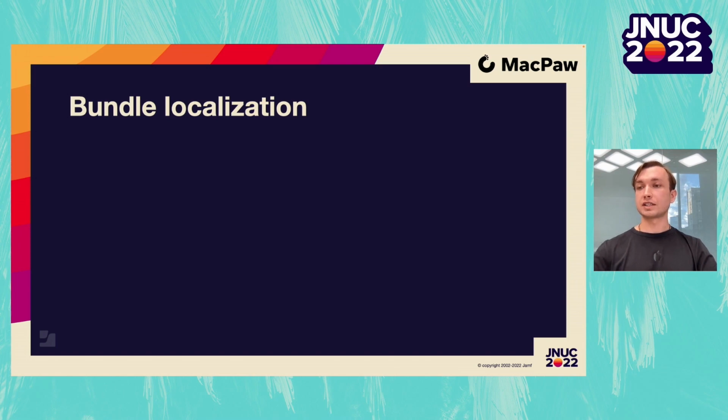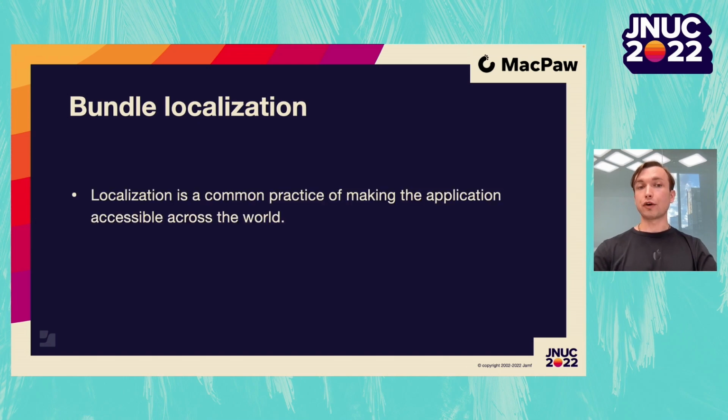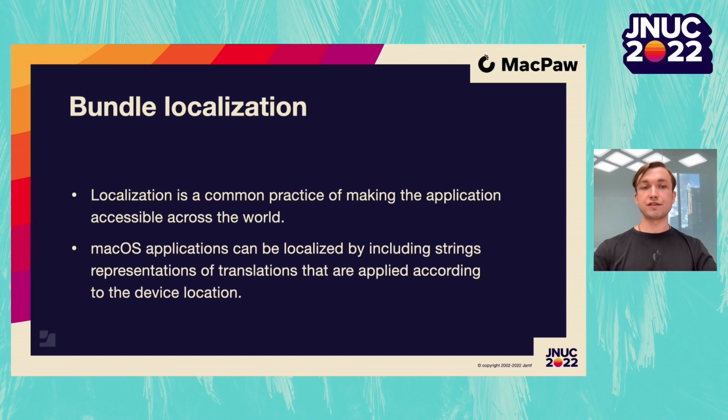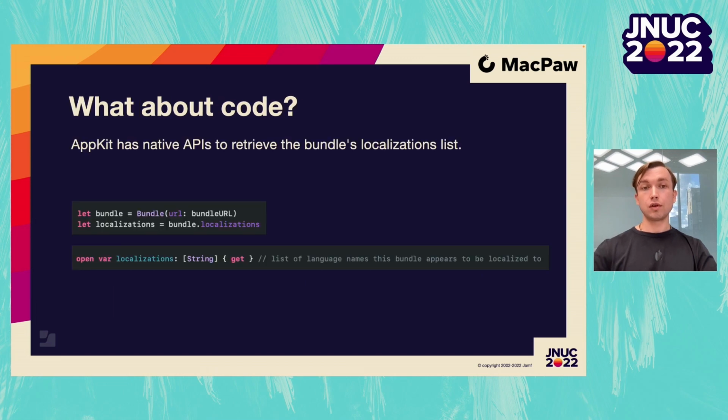Next approach is bundle localization. Localization is a common practice of making the application accessible across the world. macOS applications can be localized by including string representations of translations that are applied according to the device location. So, what about some code? AppKit has a native API that retrieves the bundle localization list. On this page, you can see how to use it. All you need is to check the bundle localizations property, and that's all.